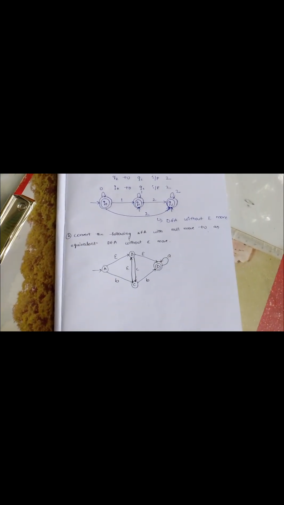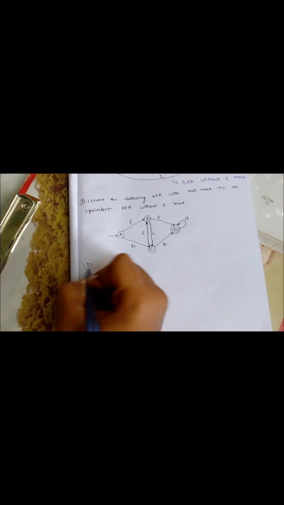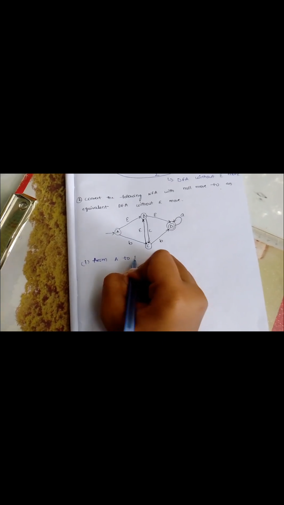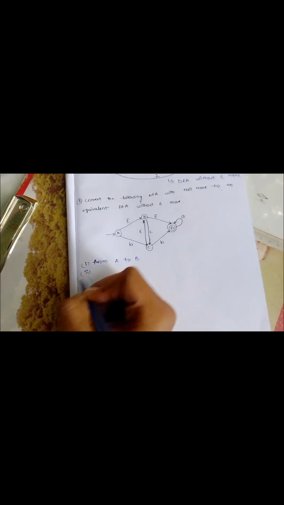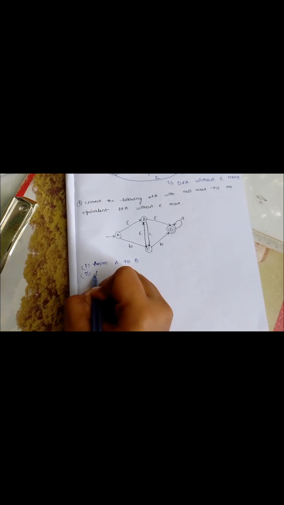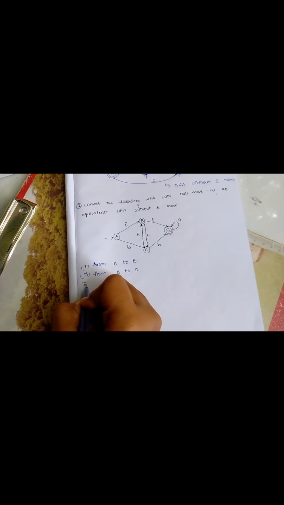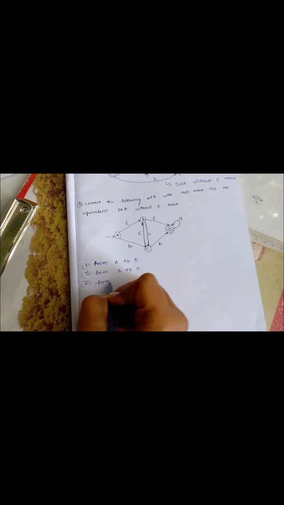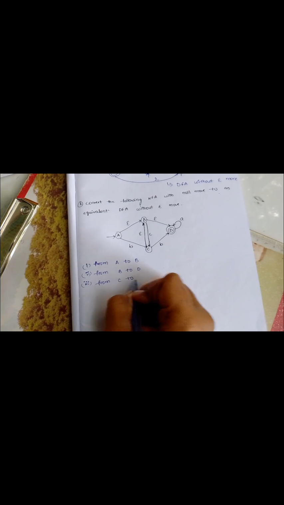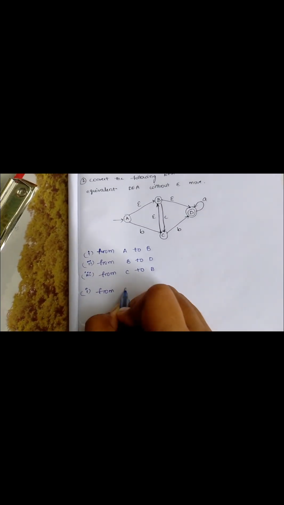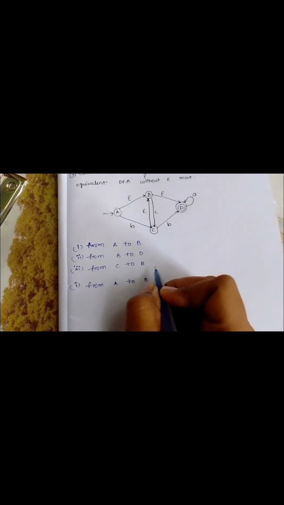So here what are null transitions? First one is from A to B. Next one is from B to D. Next from C to B. So now we see to remove all these null transitions. So first one is from A to B. So what is first point?